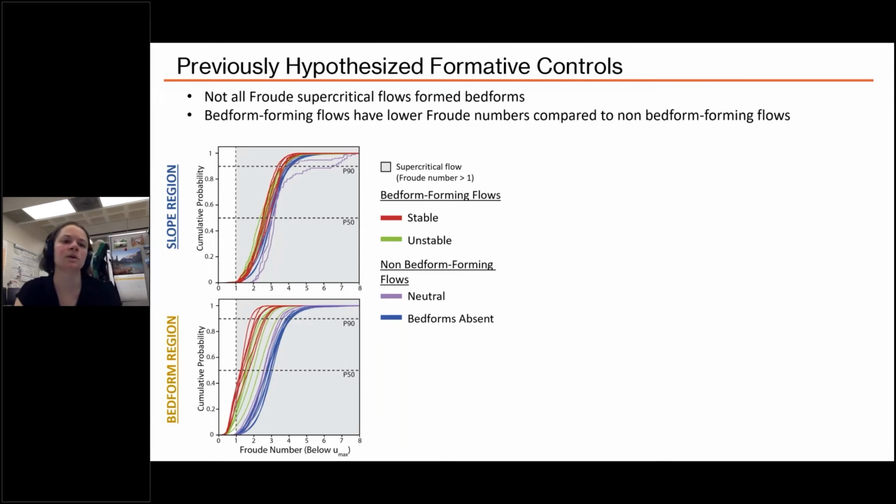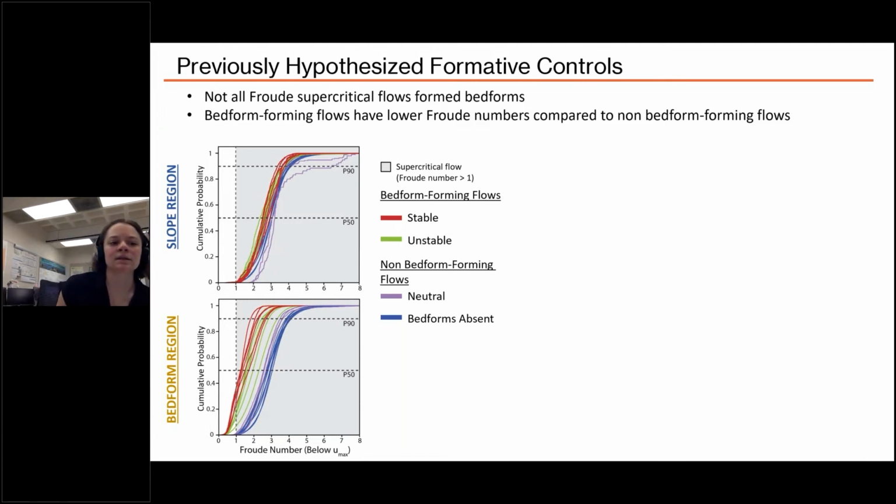You can also use these results to test previously hypothesized formative controls, and one of the most common ones is that upstream migrating bedforms in submarine channels are associated with supercritical flow conditions. So we can look at the Froude number over the slope and the bedform region, and the graphs on the screen show cumulative probability plots for the Froude number for each flow state in each trial, similar to before.